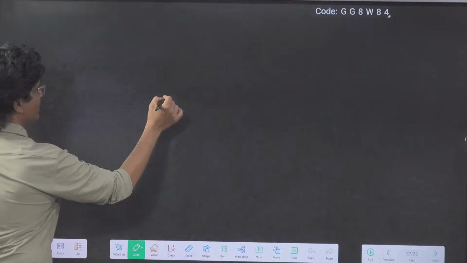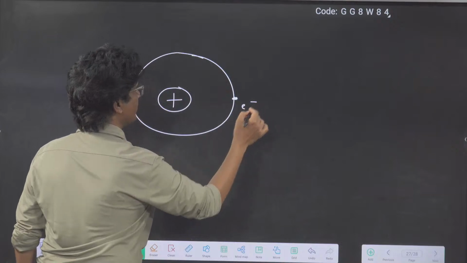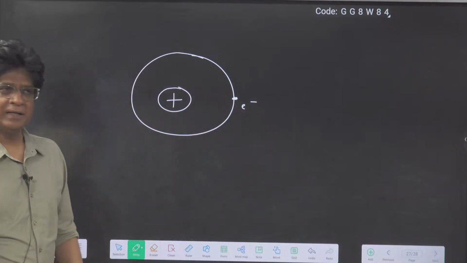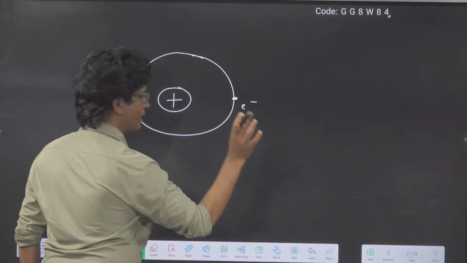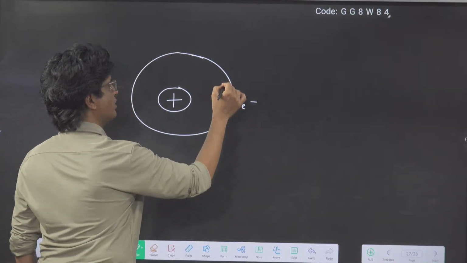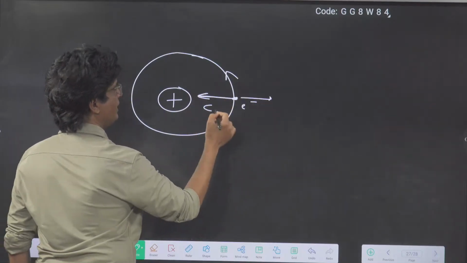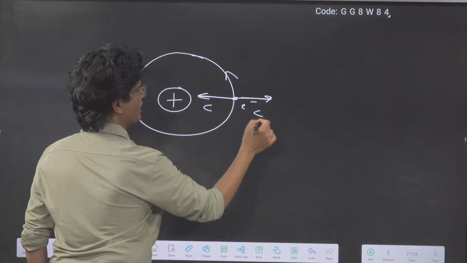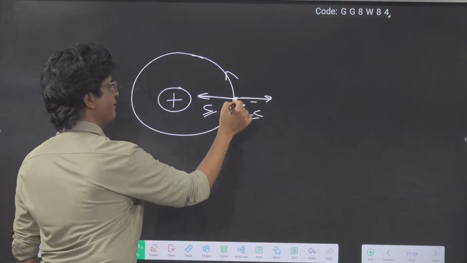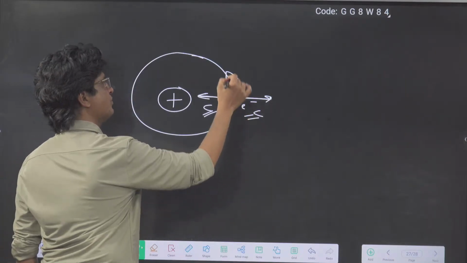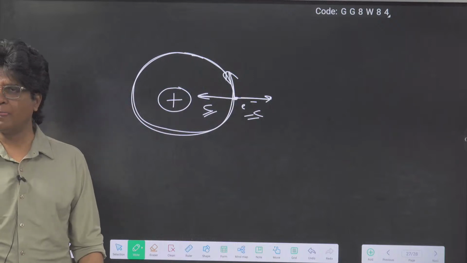See, if this is a nucleus and if the electron is here, some people will be giving me the answer that according to Rutherford, Bohr's model. Okay, according to Rutherford, I'll go first. If the electron revolves, the centripetal force will be opposed by what? Centrifugal force. So these two forces will be equal and they will make sure that the electron moves tangentially, right, in a circle. That's what you meant, yes or no?